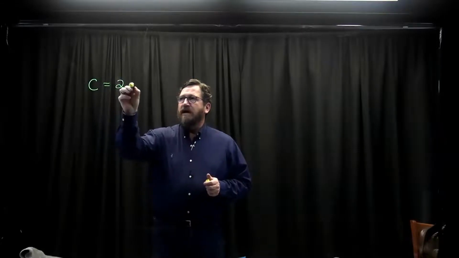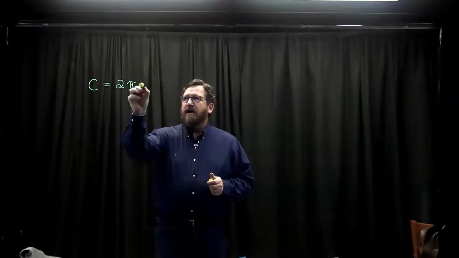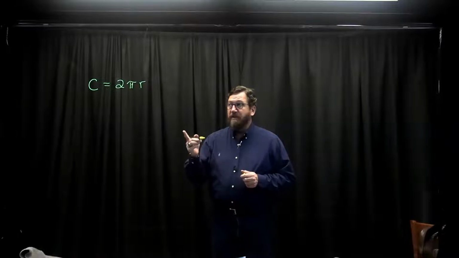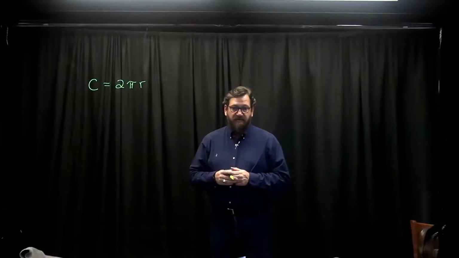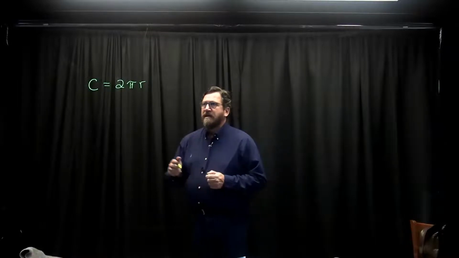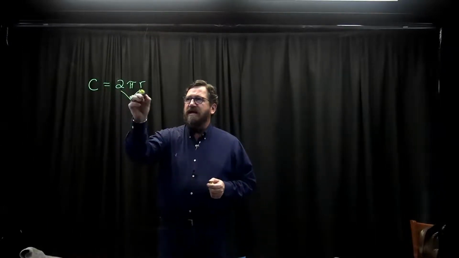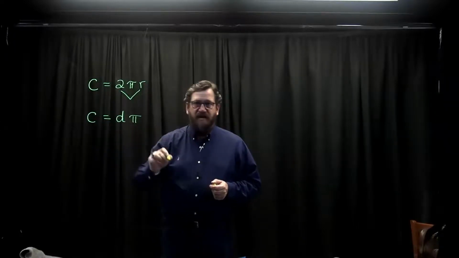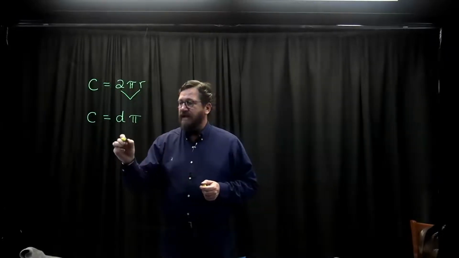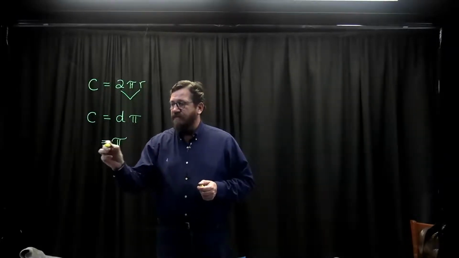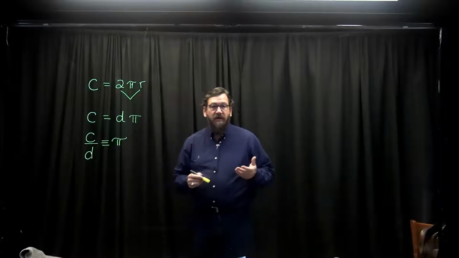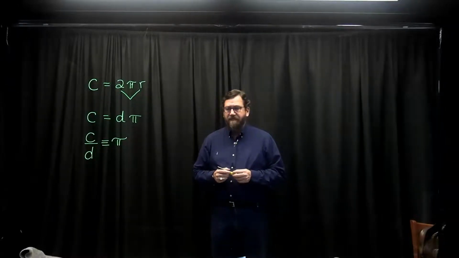Most students will remember circumference is equal to 2 times pi times the radius. I'm going to put the 2 with the radius and say that the circumference is equal to the diameter times pi. And I'm now going to divide both sides by the diameter, and this is actually the definition of pi. Pi is said to be the ratio of a circle's circumference to its diameter.